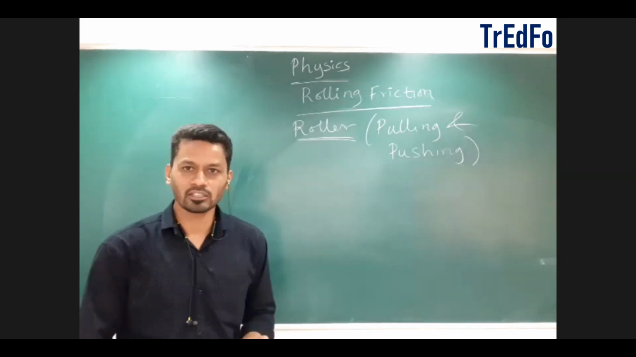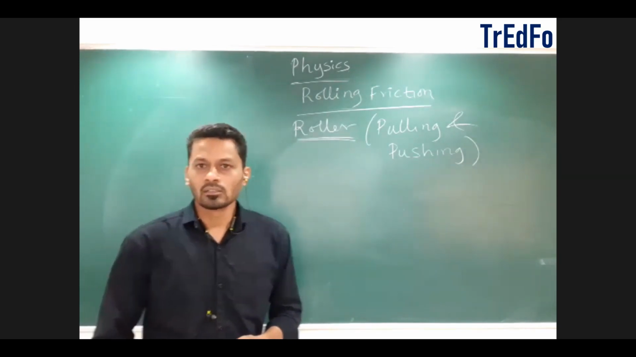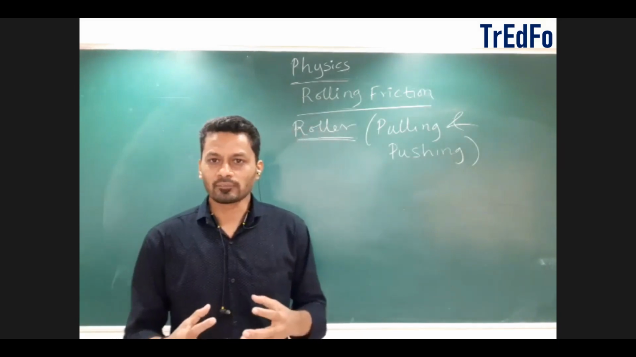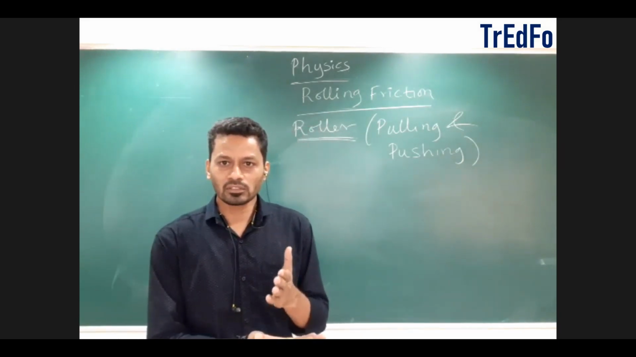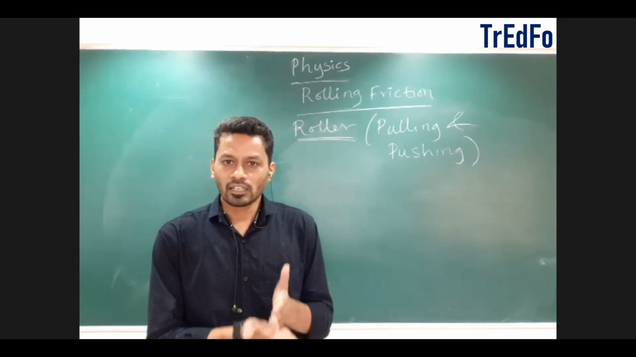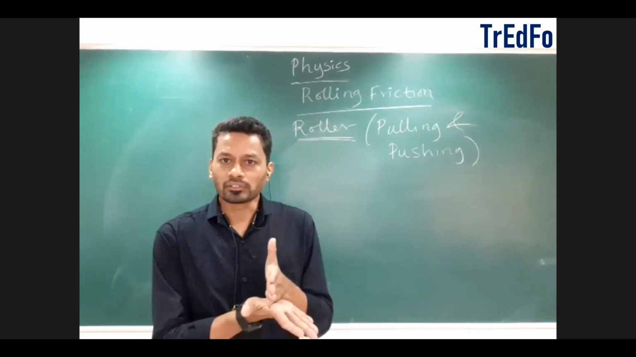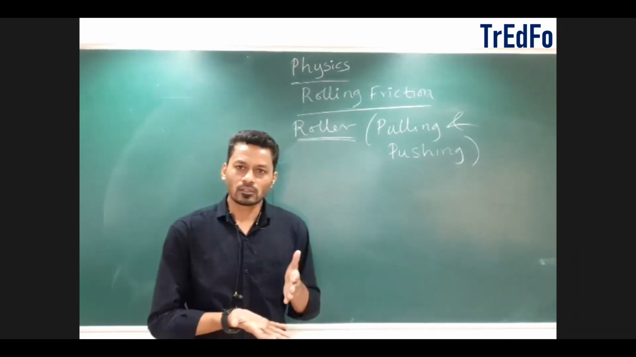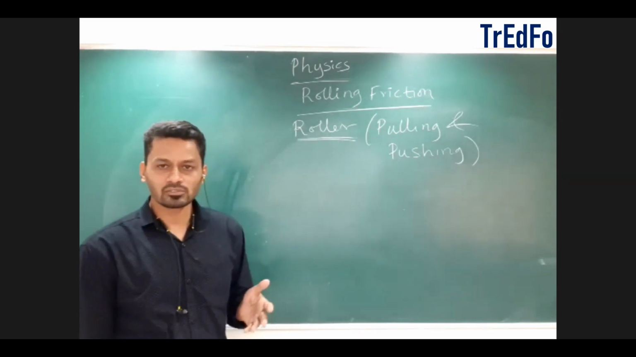Somewhere we get the advantage of that. So whenever any object which is rolling is in contact with the surface, we consider that area which is in contact as a point. So the rolling friction is much better than sliding friction.